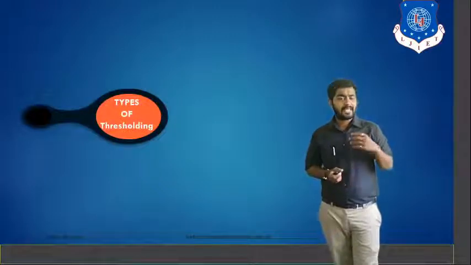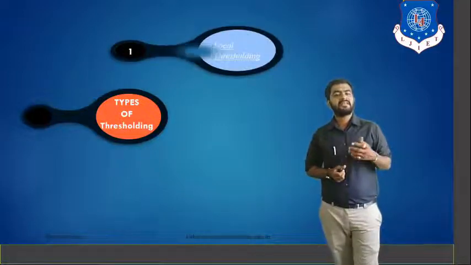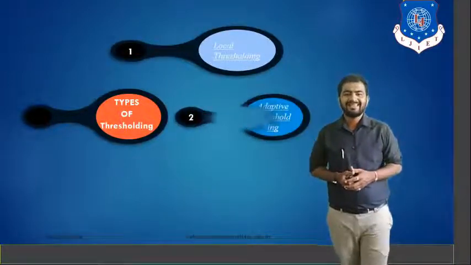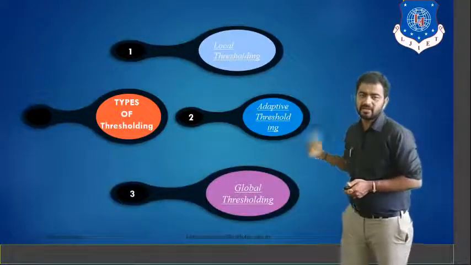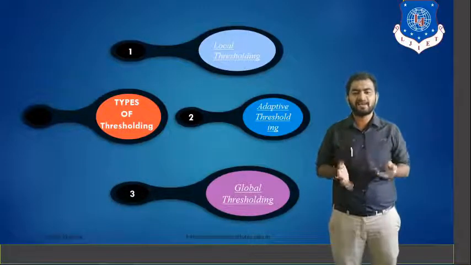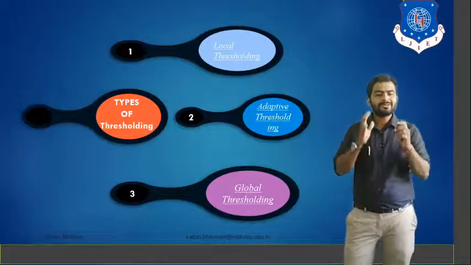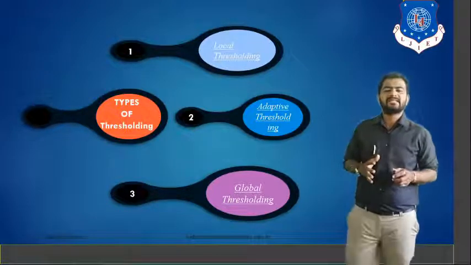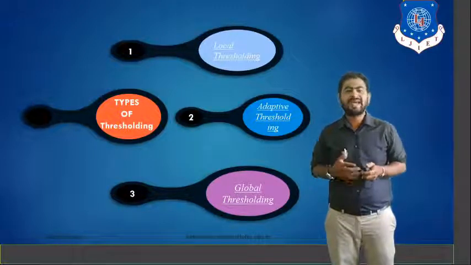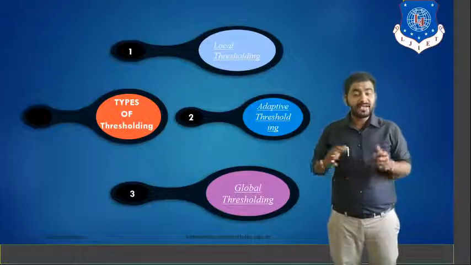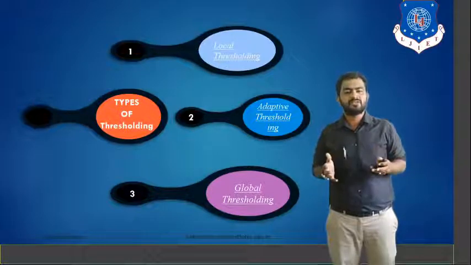Now we discuss the types of thresholding, the different types we have. Mainly we have three types: first, local thresholding; second, adaptive thresholding; and third, global thresholding. These three techniques are the main types of the thresholding process. Now we go into depth and see each technique, what exactly the use of local thresholding, adaptive thresholding, and global thresholding is, and make sure that this technique plays a main role in extracting the meaningful region or meaningful data.